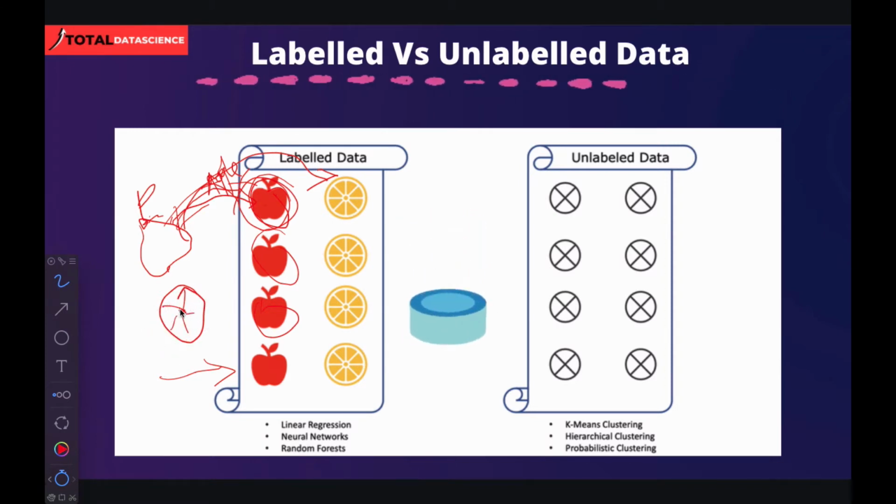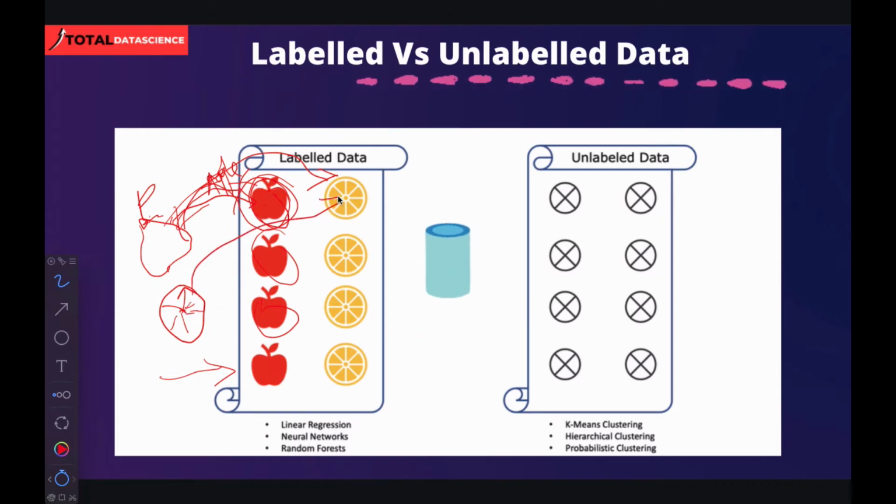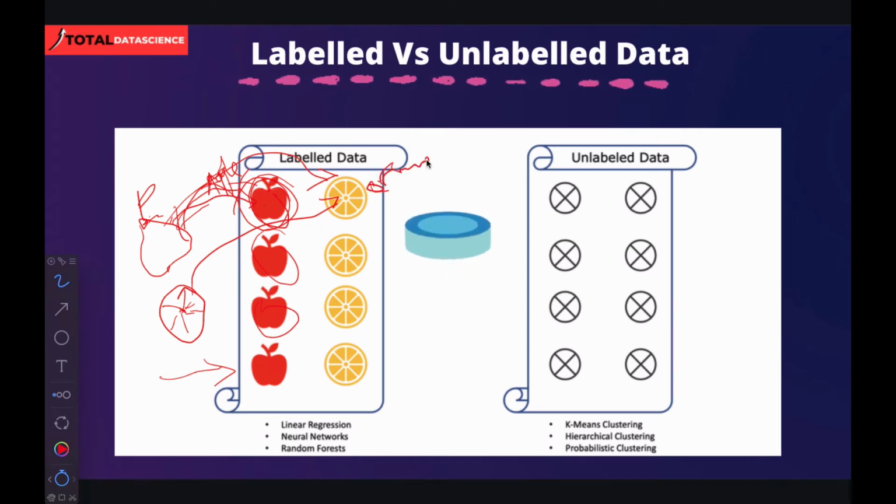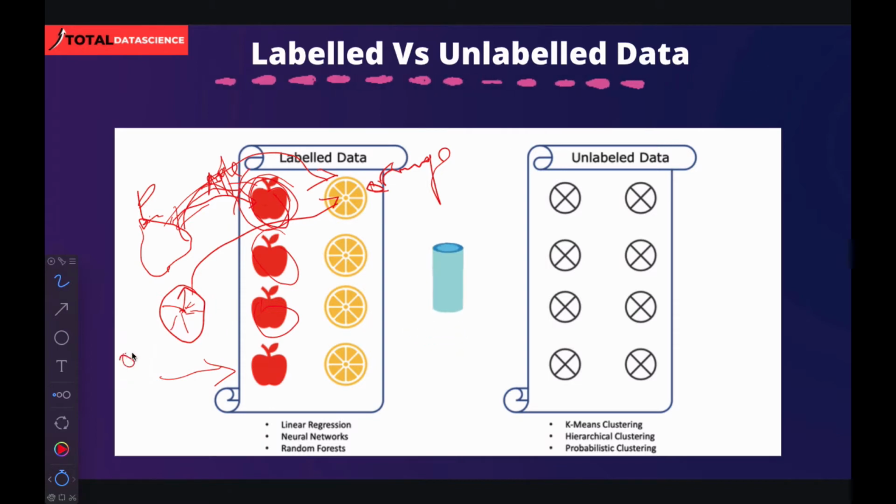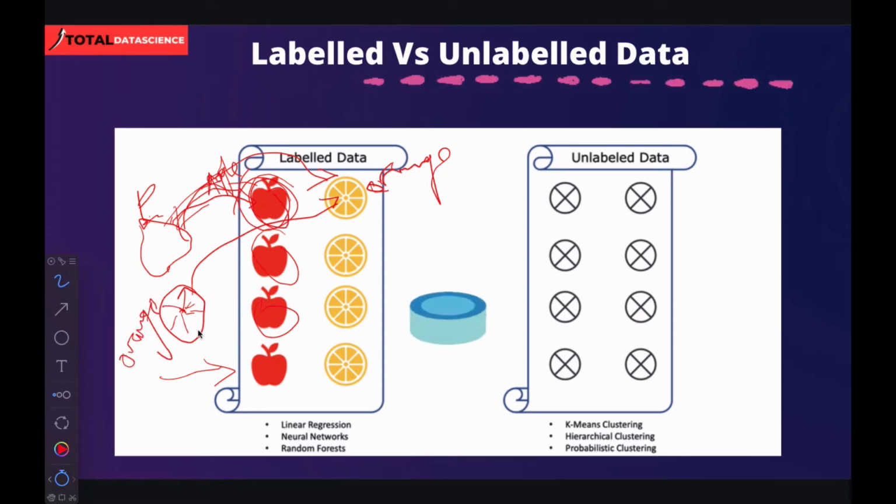So if something comes in which looks like this, our machine will understand that, oh, I've learned something that looks similar to what you're giving me, and when I was learning it, I gave it a label of orange. Therefore, the new data you're giving me is more like an orange, so I'm going to label it as an orange.